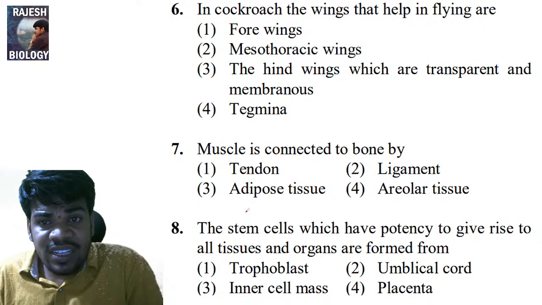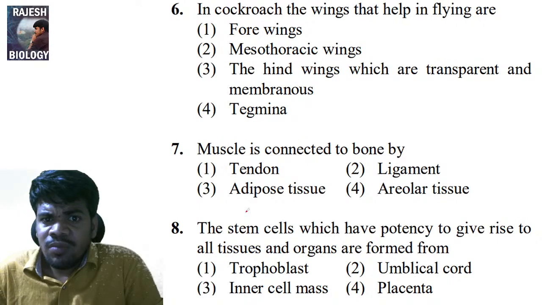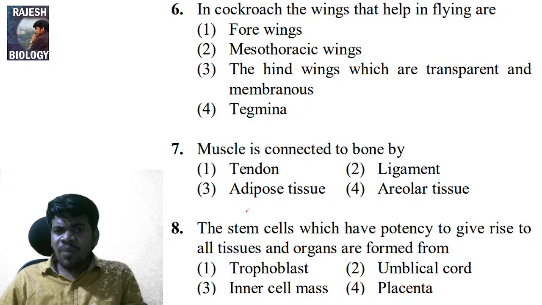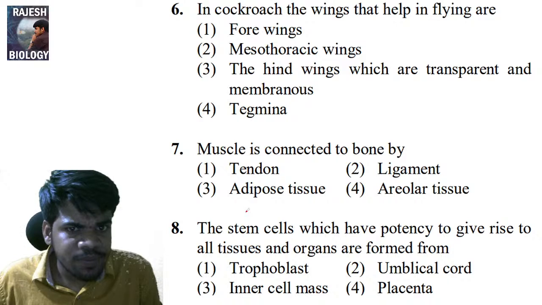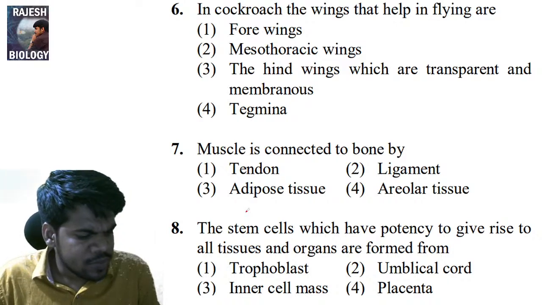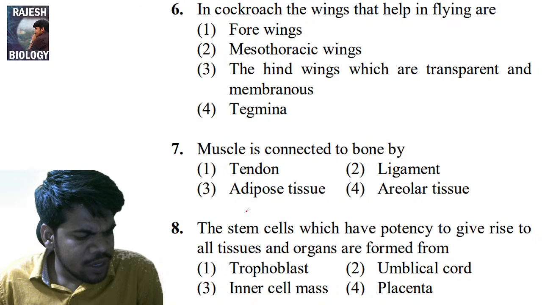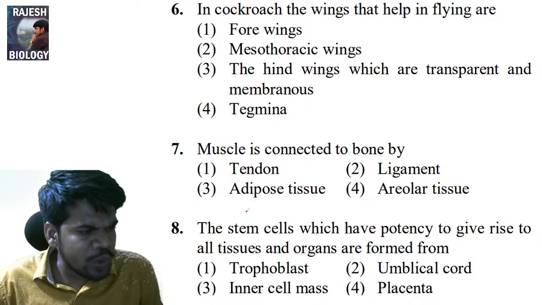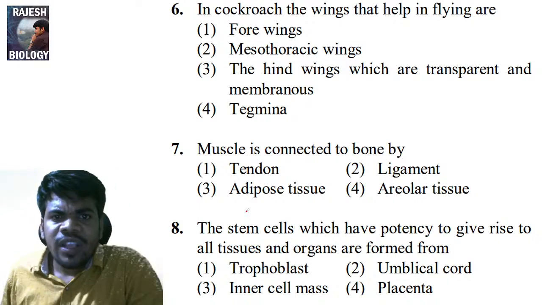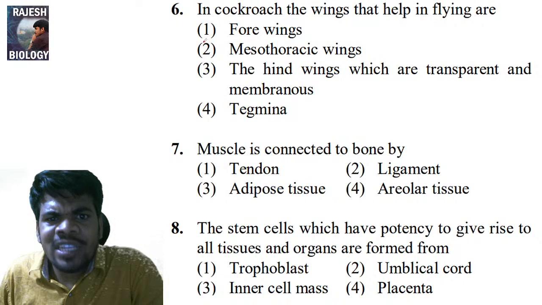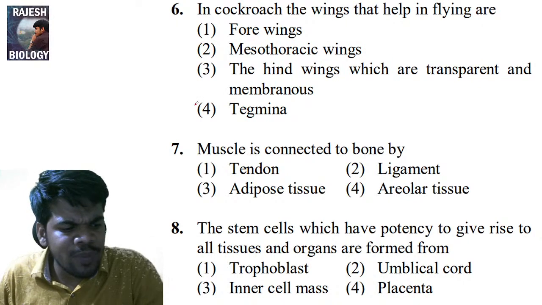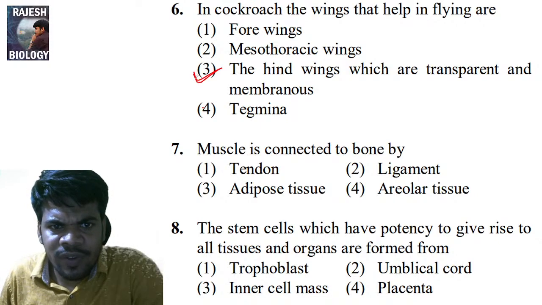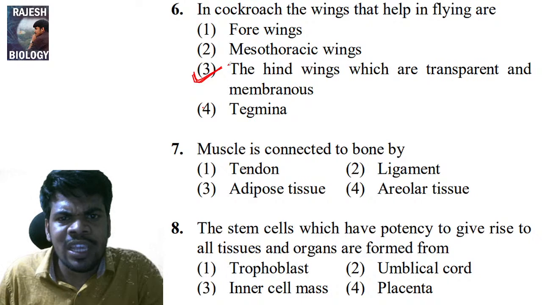In cockroach, the wings that help in flying are four wings, mesothoracic wings, and the hind wings, which are transparent and membranous, and tegmena. Yeah, Praveen, you are right. And Chandrika, no, Chandrika is wrong, but Chinnu, you are right. Four wings are also called mesothoracic wings, and they also have another name, that is tegmena. Tegmena, mesothoracic wings, four wings, all are same, which are not helping the flight. But the hind wings, which are transparent, they help in the flight.